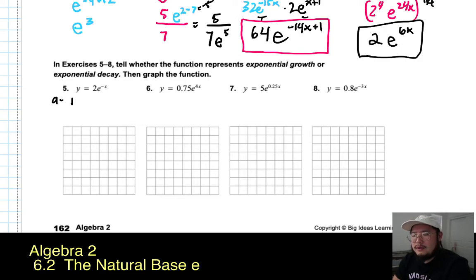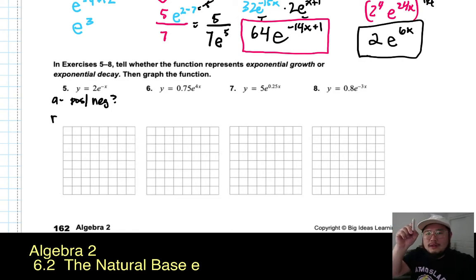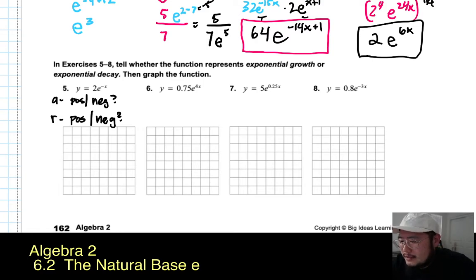In both of the examples in the core concept, in the parent functions, the A term was positive. So if the A term was positive, it would be either growth or decay. That was in both of the scenarios. However, it's that R term. If that was negative, then it would be decay. If the R term was positive, it would be growth. Right here, if I take a look at this negative x, we can say that R is actually equal to negative 1, the part that's in front of the x. So R is negative, A is positive. What that tells me right here is we've got ourselves exponential growth.